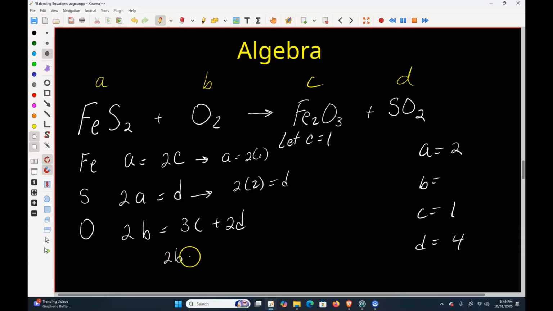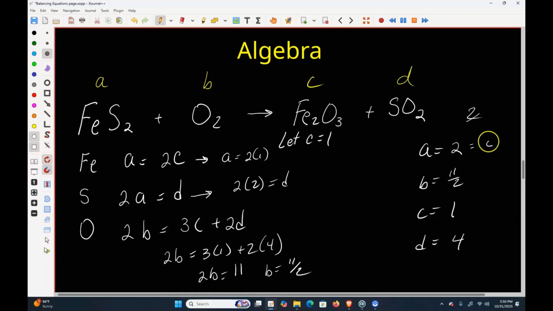2B equals 3 C's plus 2 D's. So 2 and 4 is 8. So 2B equals 11, so B equals 11 halves. So let's multiply everything by 2. Gives me a 4, 11, 2, and 8.